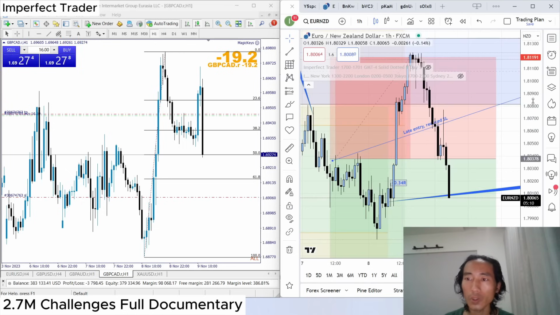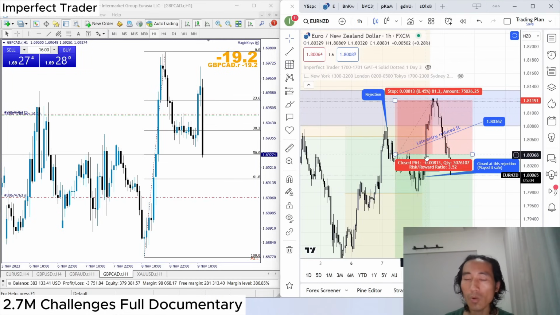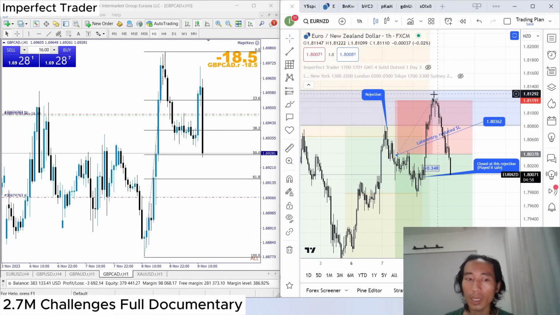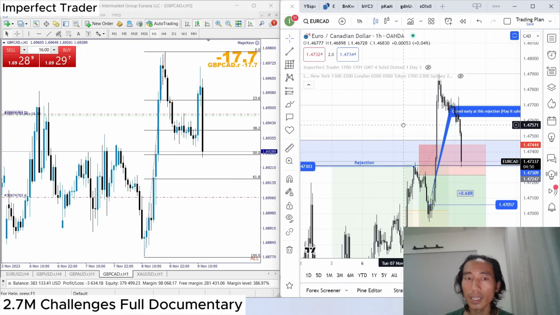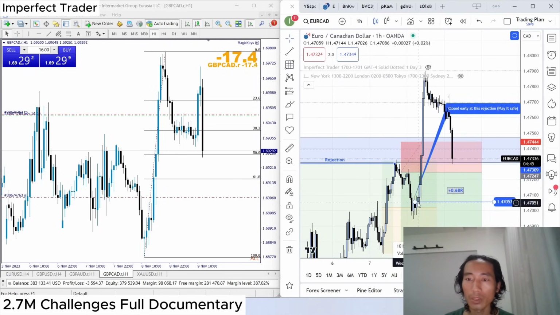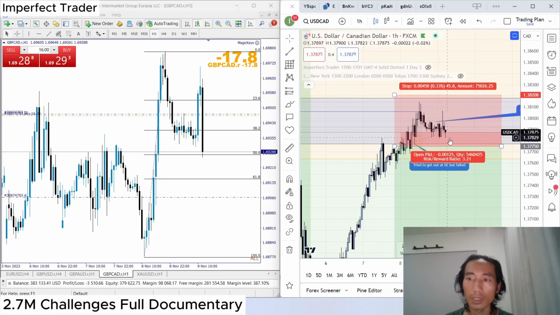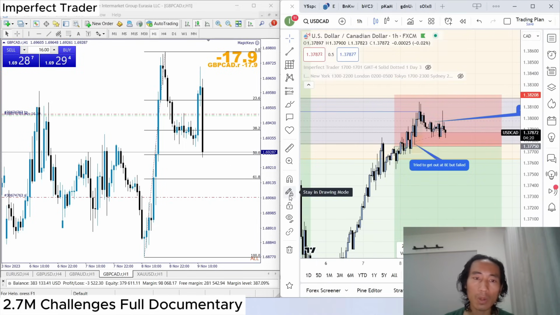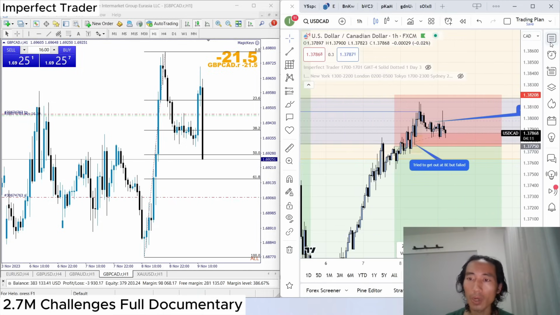You can see the trade on Euro NZD yesterday: if I had held it instead of closing at a small profit, I probably would have hit stop loss already. The trade on Euro CAD yesterday as well. You can see I closed the trade around here, so if I had held it, I probably would have been stopped out already. Same thing with USD CAD, price is still just consolidating. So you can see a lot of trades that I got out of pretty successfully. Otherwise, I would have been losing more.